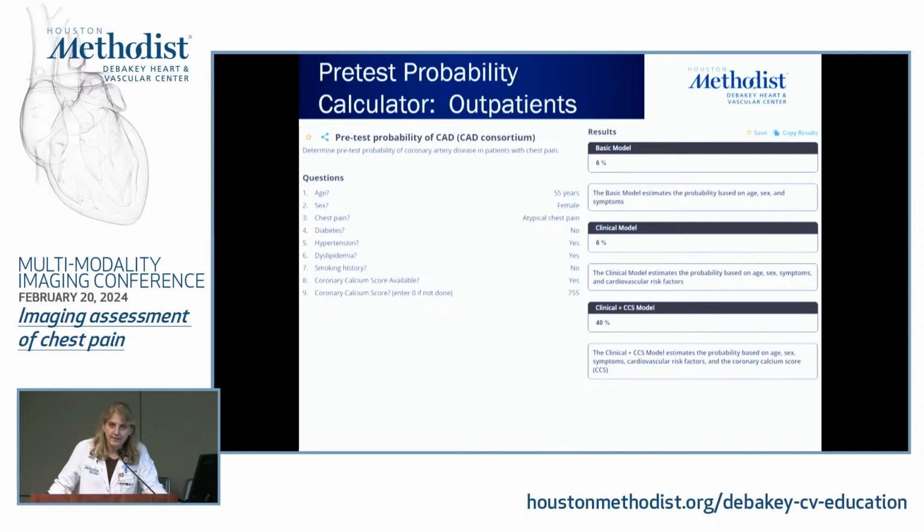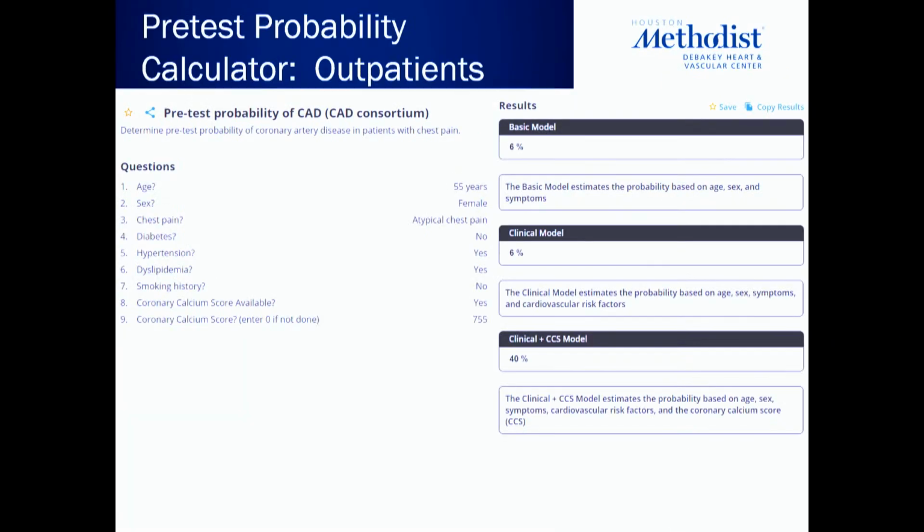So you can look this up. You can Google it yourself. You can look under MD calculations. It'll give you this calculator. What does it look like? It asks you these questions. It asks you the age, the sex, what type of chest pain they have. Unfortunately, they're still using the term atypical. It's going to take us a while to get that out of our nomenclature. They're going through some risk factors, and they ask the coronary artery calcium score.